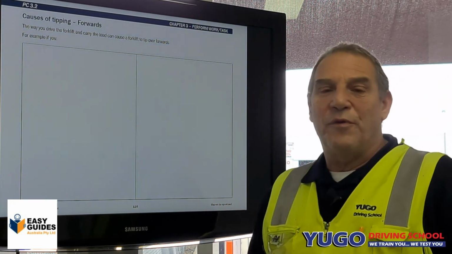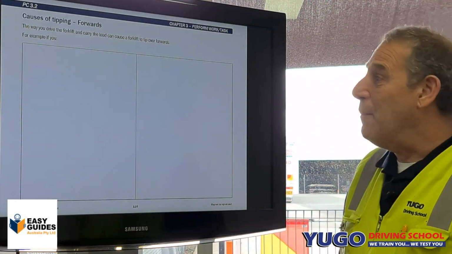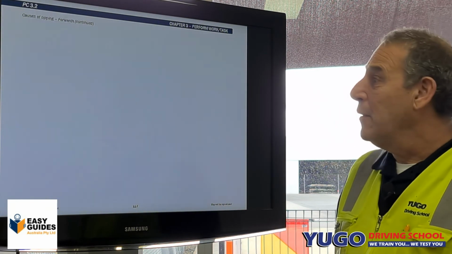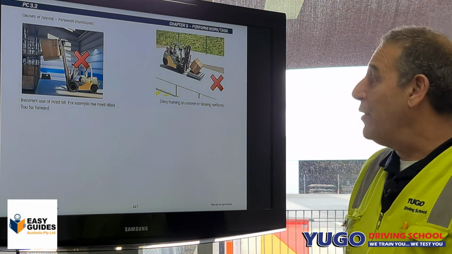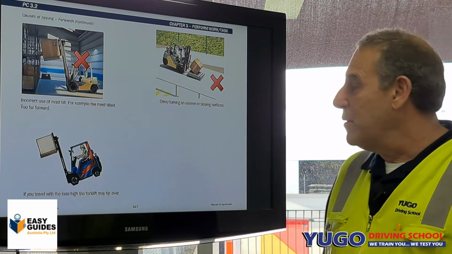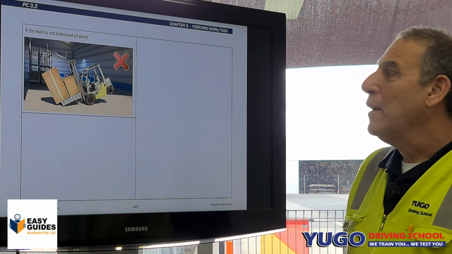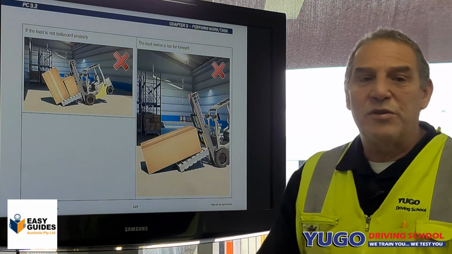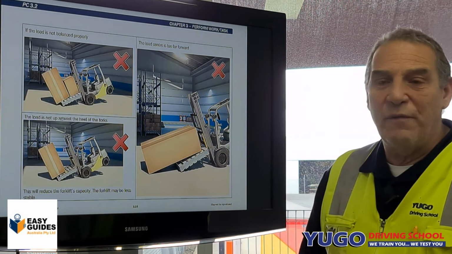Now there are many causes of forwards tipping. We're only going to cover some of them here. Forwards tipping can be caused by overloading your forklift, braking hard, incorrect use of mast tilt, travelling the wrong way down a slope or a ramp, travelling with the load raised, hitting any overhead obstructions, the load not balanced properly on your forklift, the load centre being too far forward, or the load not pushed against the heel of the forks.